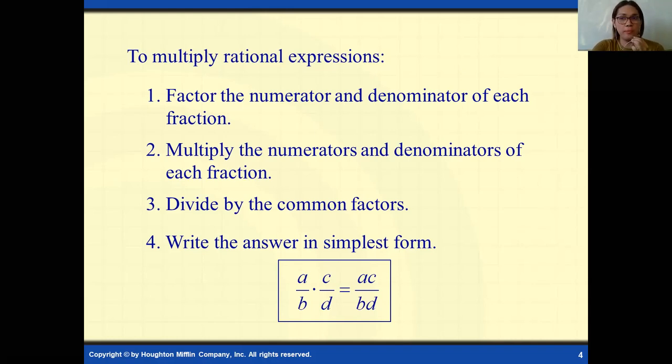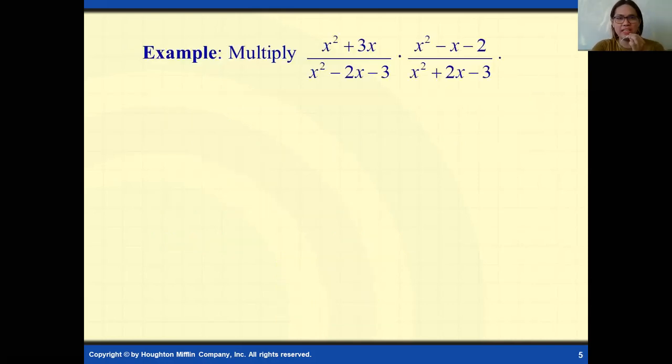So we are going to apply these steps so that you will be able to remember and appreciate the steps in multiplying rational expressions in a given example. So let's have an example. x squared plus 3x all over x squared minus 2x minus 3. Multiply it to x squared minus x minus 2 all over x squared plus 2x minus 3.